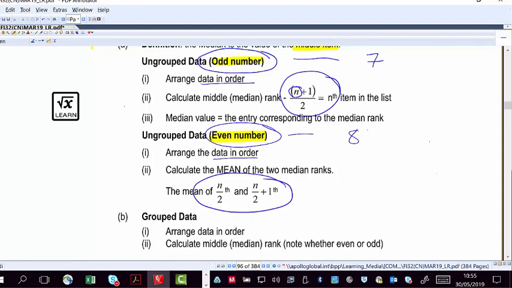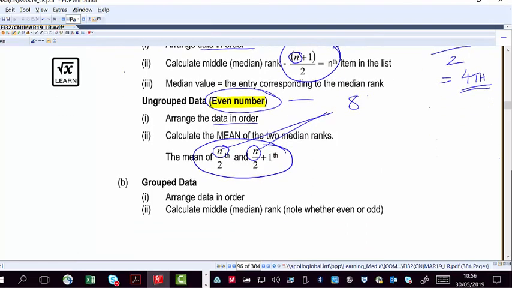When we talk about n, it is the number of items in the data set. So that would be either the odd or the even number. Here we would take 7, for example, plus 1, which would give us 8, divided by 2, which would give us 4. So the 4th item in the list would be the median, or the middle item.